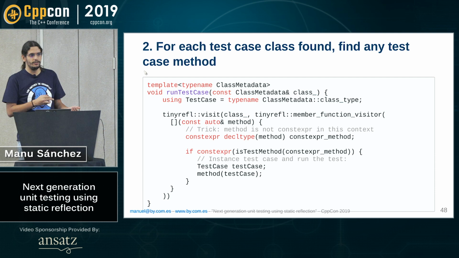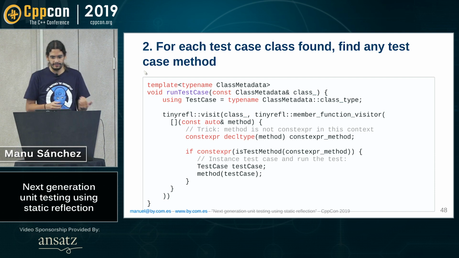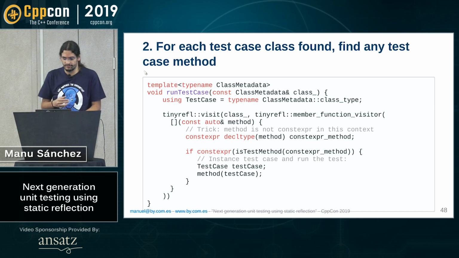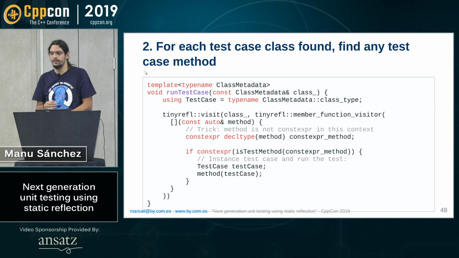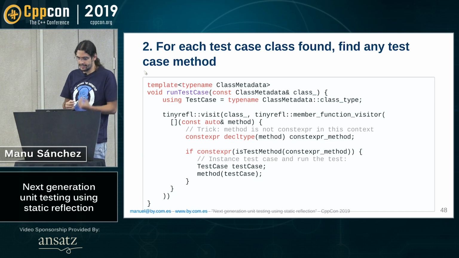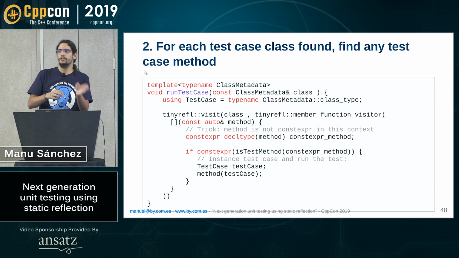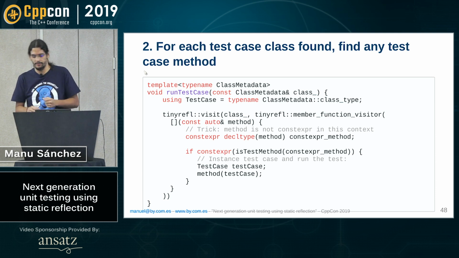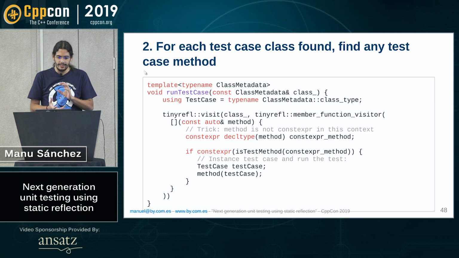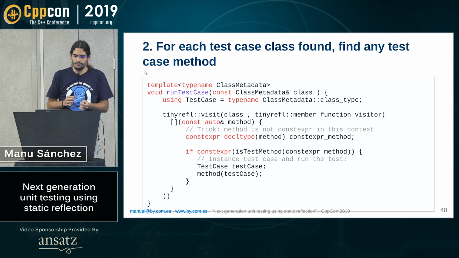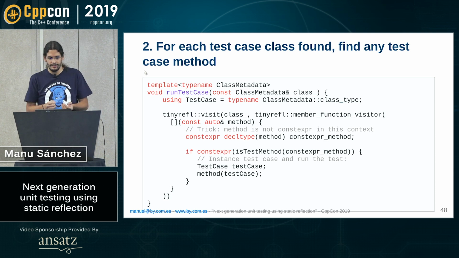For test function discovery inside that test case class, you do more or less the same. You traverse all the member functions of this class and check if the method is named test underscore whatever. Okay? The only thing you have to have in mind is that sadly, C++ has no constexpr function parameters.